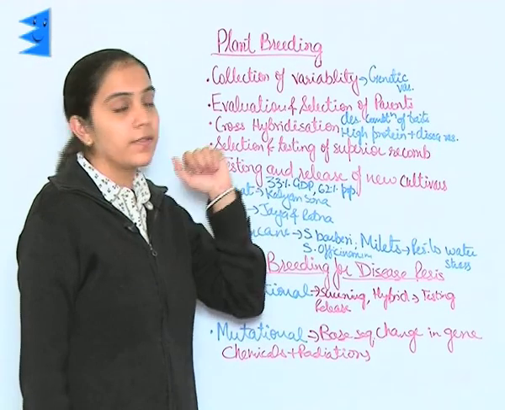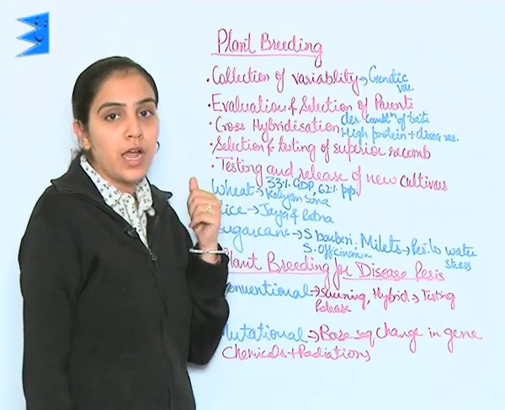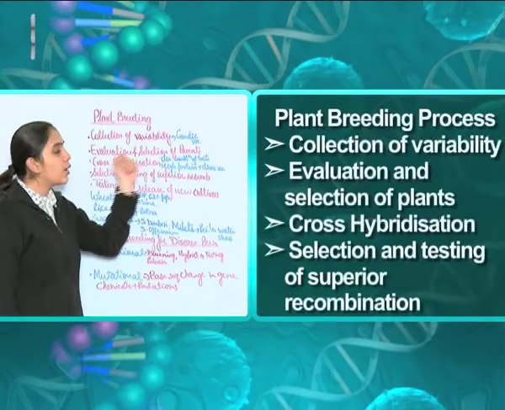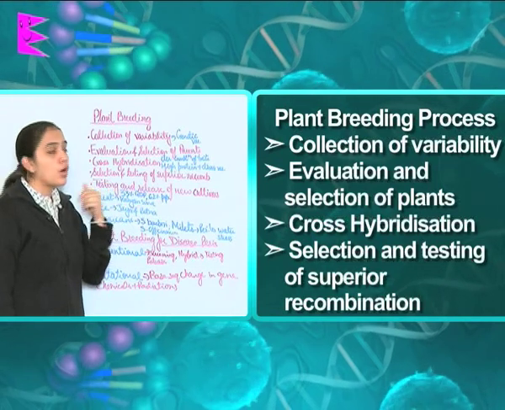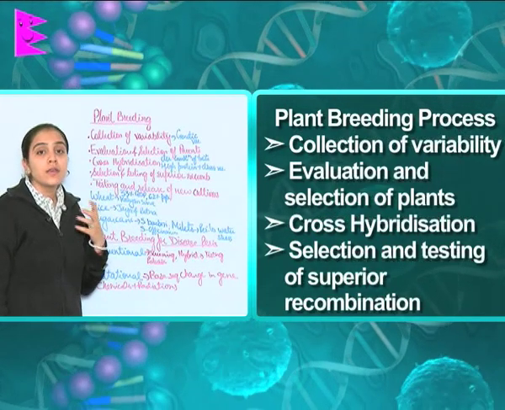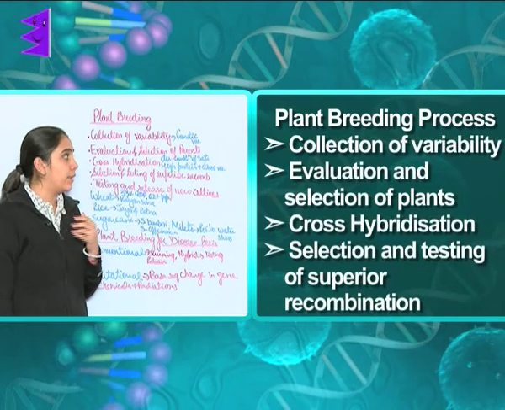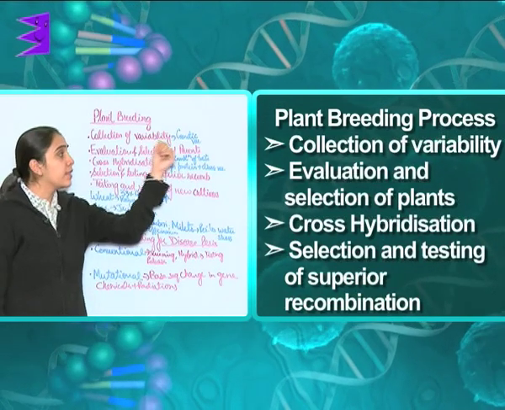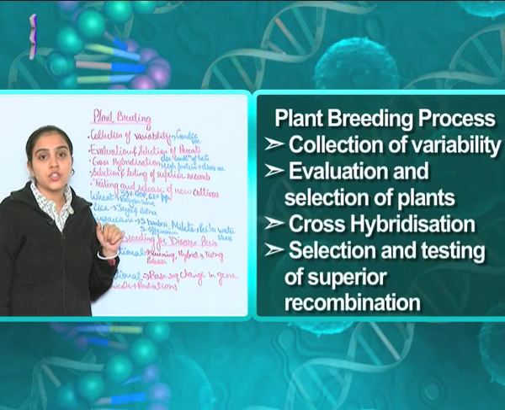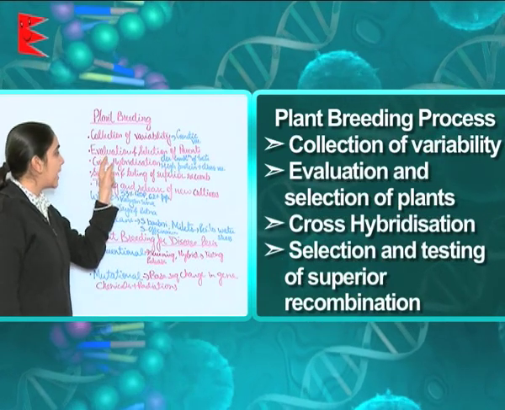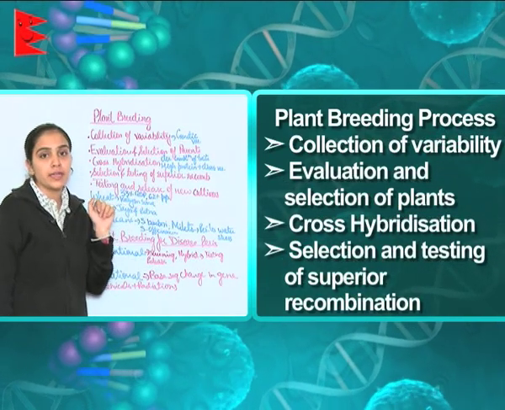Plant breeding. The various steps towards plant breeding are collection of variability, that is, all the genetic variables which contain all the desired set of characters and traits are collected. This is also known as germplasm collection. Then evaluation and selection of parents.